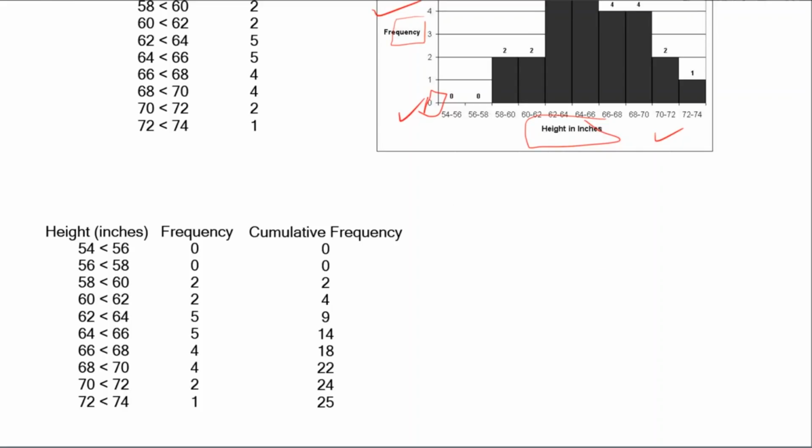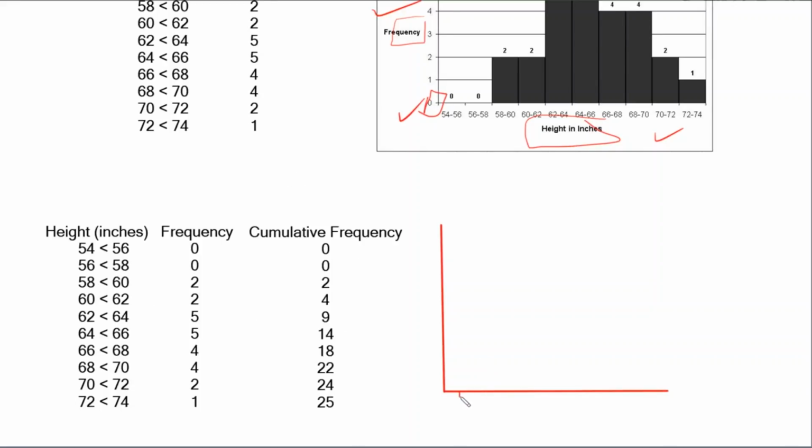This should make a lot of sense to people, because how could it be that the frequency didn't equal the number of participants? We're looking at every single person in the sample. Now what I'm going to do is draw you the cumulative frequency distribution.